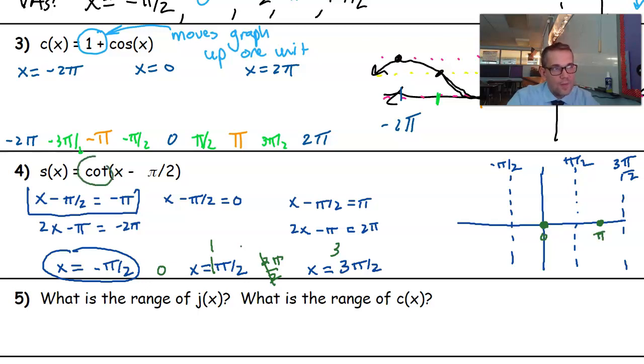And then the cotangent graph itself, there are no flips or anything like that, so it'll have its typical basic shape, which is something like this. And that's all we really care about. So for tangent and cotangent, we're looking for those vertical asymptotes, and then just the one midpoint where the x-intercept is, and knowing that basic shape. So I hope that's helpful.